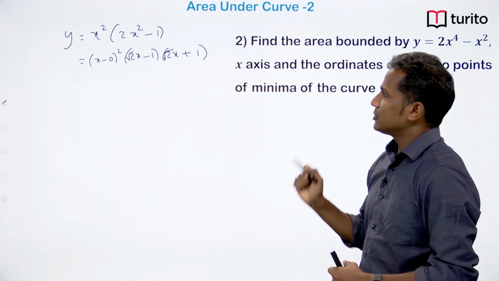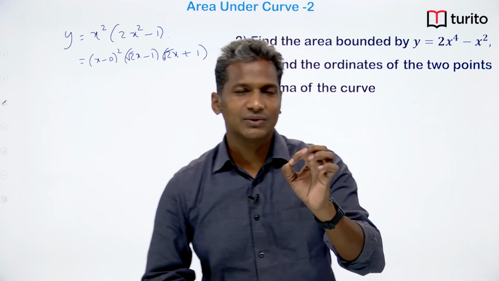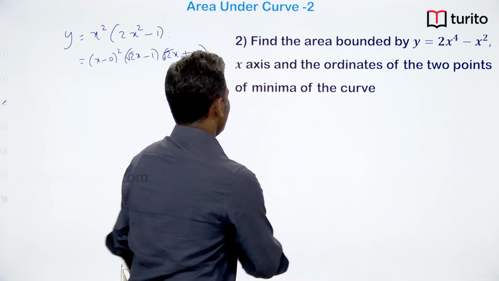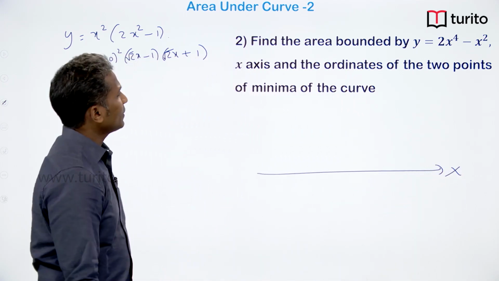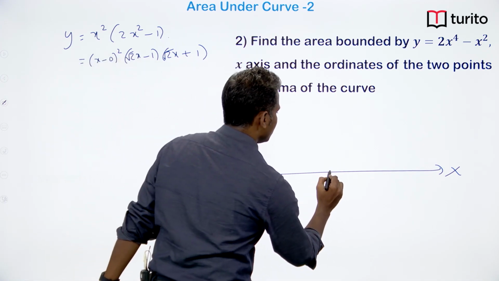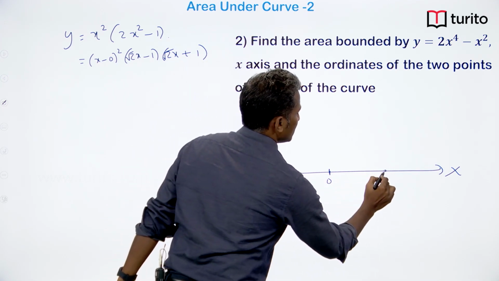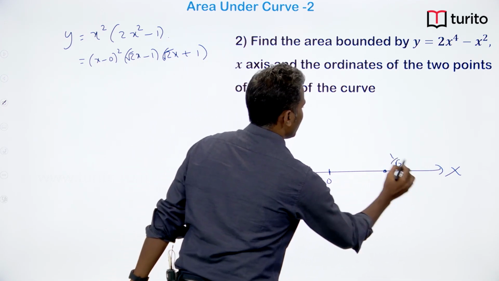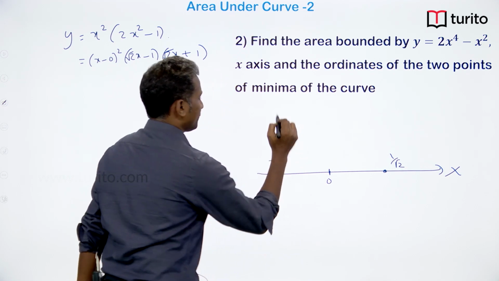So, how do we plot this graph? Just put the signs, you can do it with common sense. Let me draw it here. Let us say this is my x axis. Now, what are the roots? 0 is one root, and the other roots are 1 by root 2 and minus 1 by root 2.